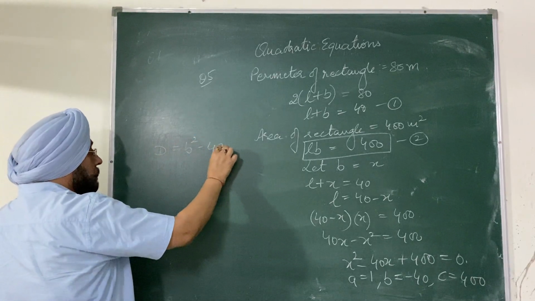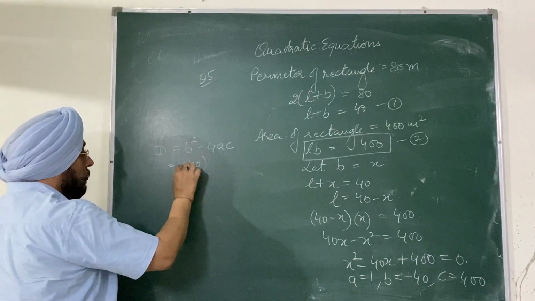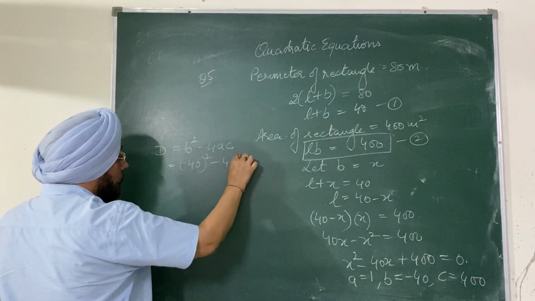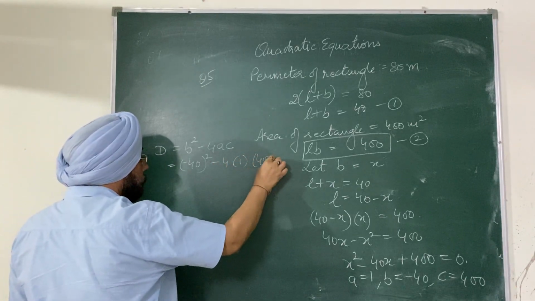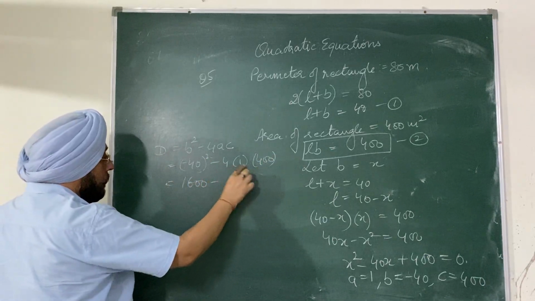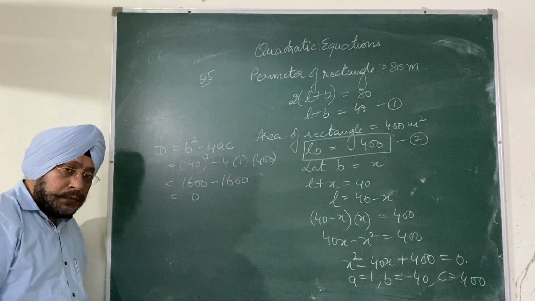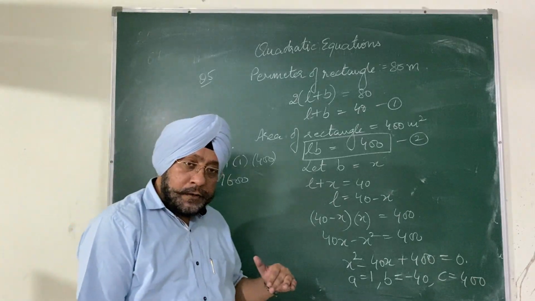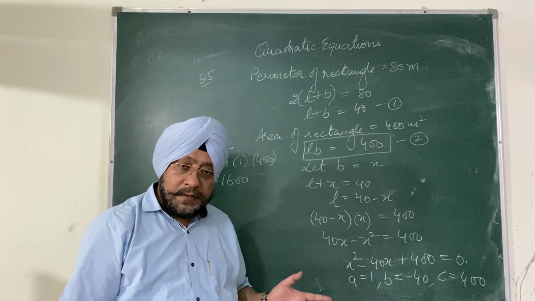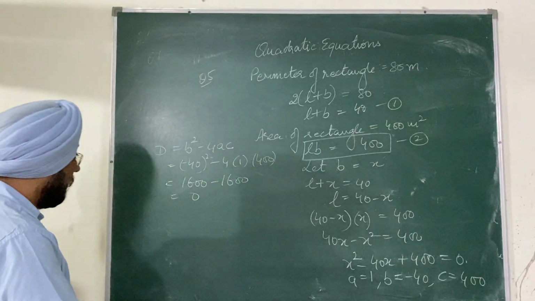B square minus 4AC. Substitute the value. This is minus 40 square, minus 4 multiplied by 1 multiplied by 400. So square of minus 40 is 1600. Multiply these three values, again we get 1600. So you can see we get D as 0. And I told you earlier, if D is 0, the roots are real and equal. It means we will get the values, but both the values will be same. So let's see how the values are same.